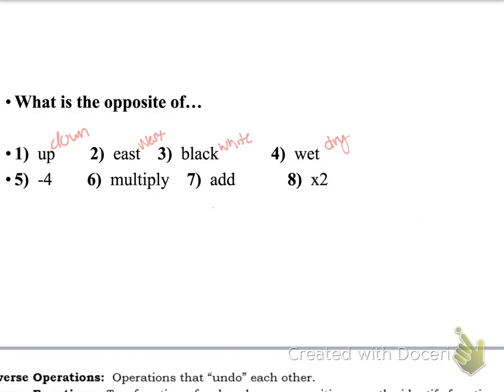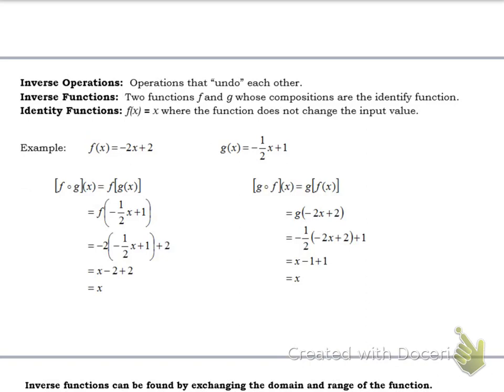Opposite of -4 would be +4. Opposite of multiply, divide. Opposite of add, subtract. Opposite of x squared would be the square root of x. So basically we're finding the opposite. To find the opposite, what we have to do is undo each other. Okay, so in these two situations we flip x and y and then we're solving it.